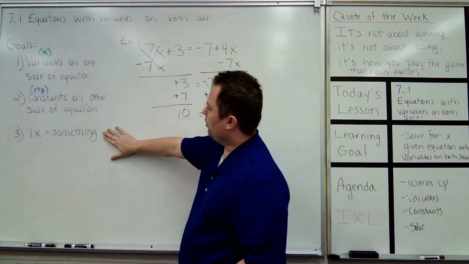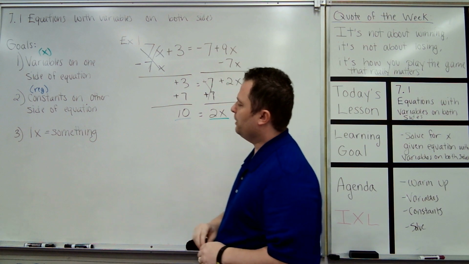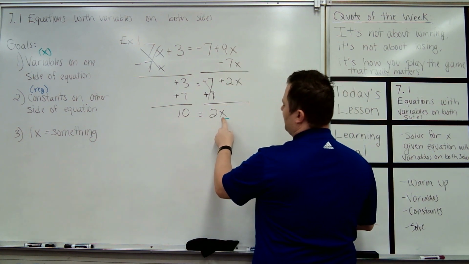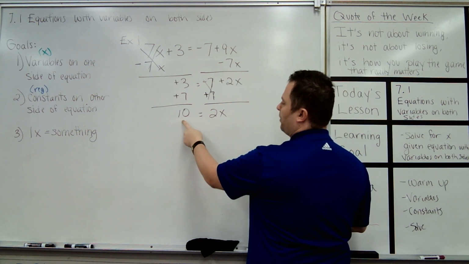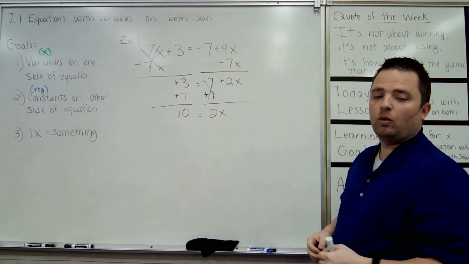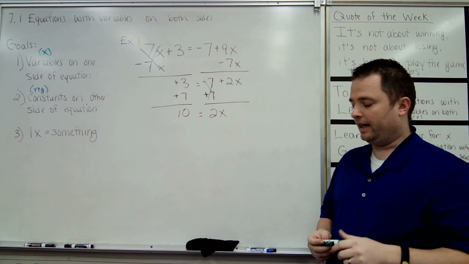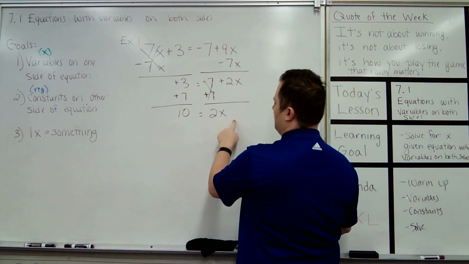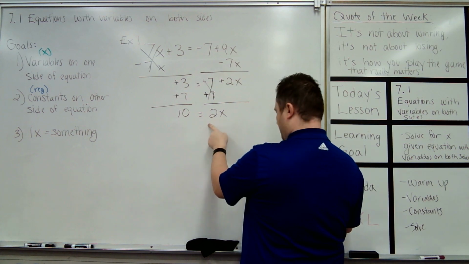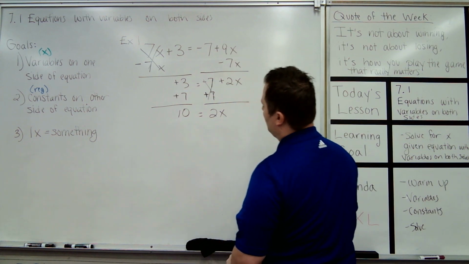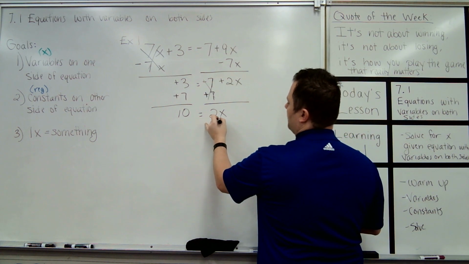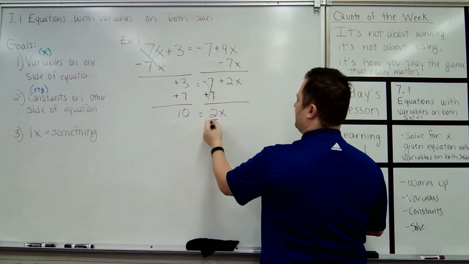Now, my third goal is to get to where 1x is equal to something. You'll notice that I have 2x's are worth 10. I don't want 2x's, I want 1x. So I have 2 times some number is equal to 10. I don't want 2 times that number. That number is being multiplied. I want to get rid of the 2 by dividing it. If it's being multiplied, I divide it. It's divided by 2 because it was being multiplied by 2.